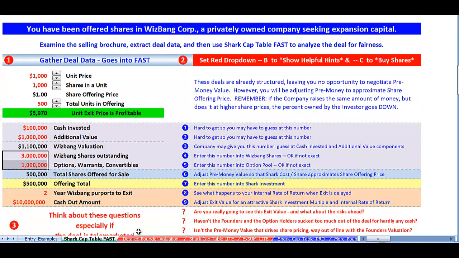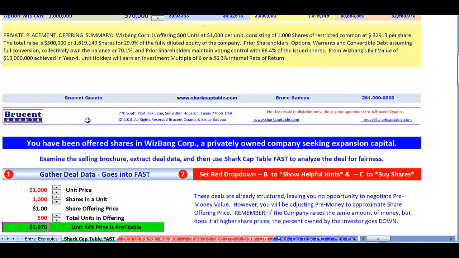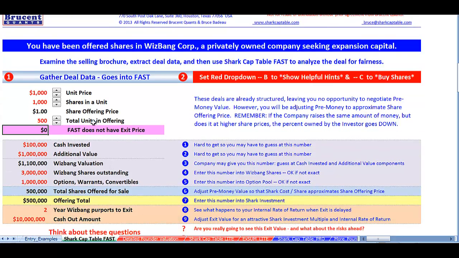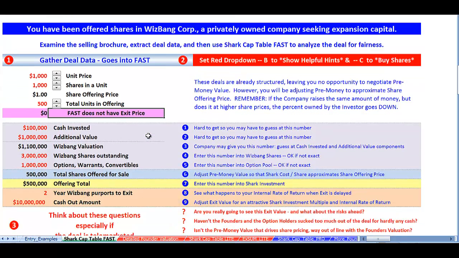So let's just go through this for a second. I see deals all the time, and typically they're a $1,000 unit price. There's 1,000 shares in a unit. That calculates out to be a $1 share offering price, and the total units in the offering are 500. Now we have a number here. I'm going to come up here and just simply get rid of that so you can see what happens before you load the data. See? Now it goes pink. Fast does not have an exit price.